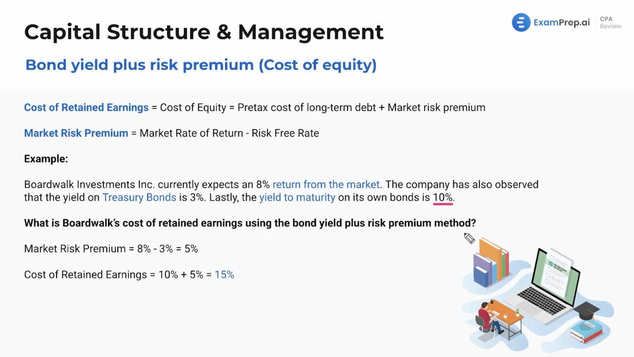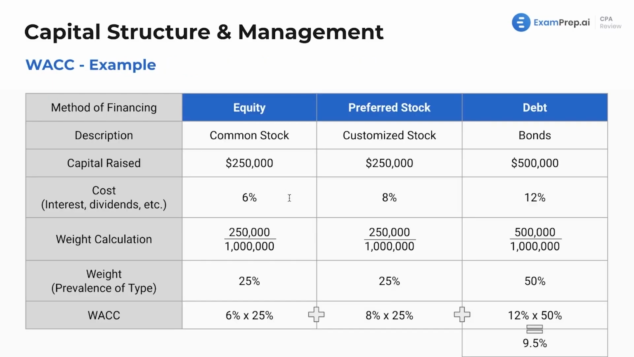Super plug and chug, easy formula. Market risk premium is our market rate minus the risk-free rate, 5%. Cost of retained earnings, add that on to our 10% of bonds, and we get 15%. Bada boom, bada bing, we got it, right? Nothing too crazy, nothing out of the ordinary. And just to recap here, all three methods could be how you determine this number right here. How does it all fit into the bigger picture? This is how it fits into the bigger picture.